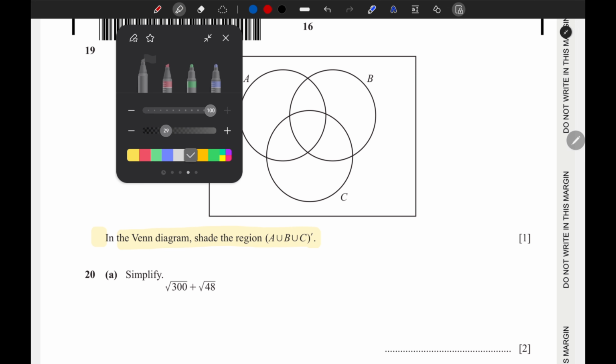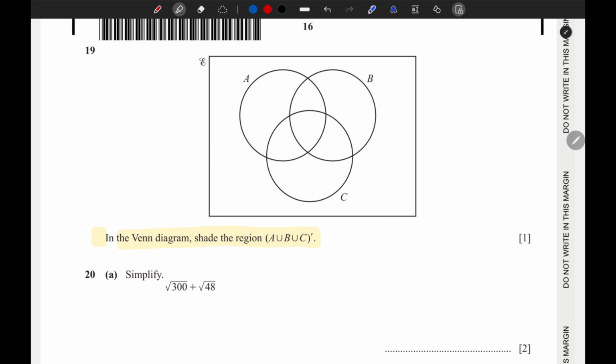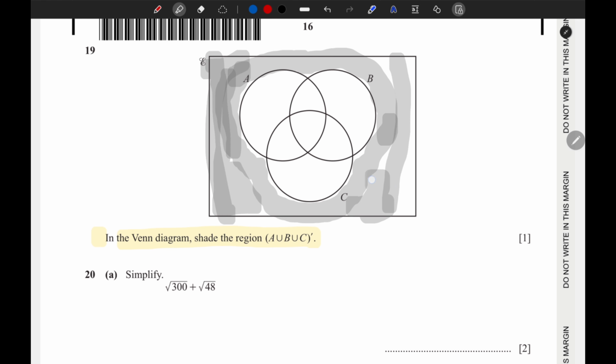Okay, let me change this thing. So it's basically the whole thing, but you have to leave the whole thing. So that means the shading will be done outside this. You have to leave all this. So this will be the area, leaving A, B and C. You have to leave this area, and the rest of the part will be shaded. So now you can shade the rest of the part, leaving this part.